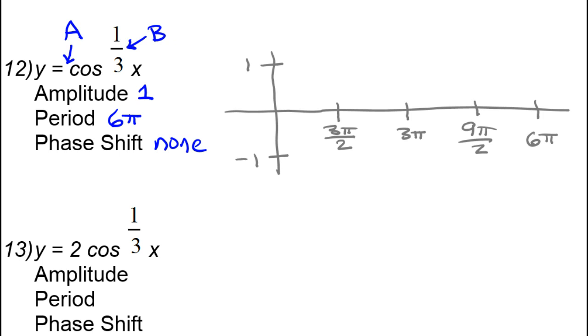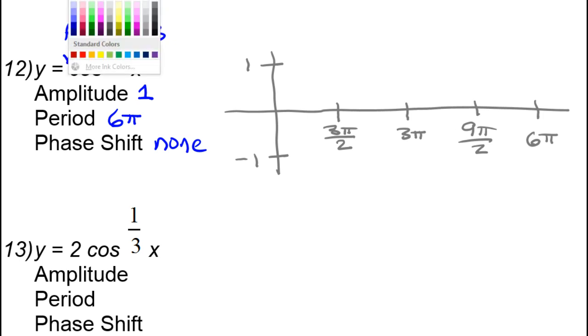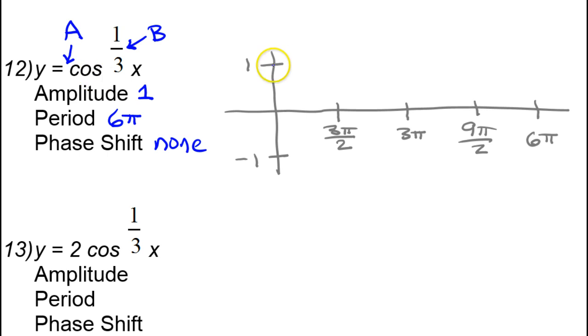The rest is super easy. This is the cosine function, so it's going to start off at the top, its highest value, and fall. So it should fall to the midline, and then go to its lowest value, and then back to the midline, and then its highest value. So it should look like this.